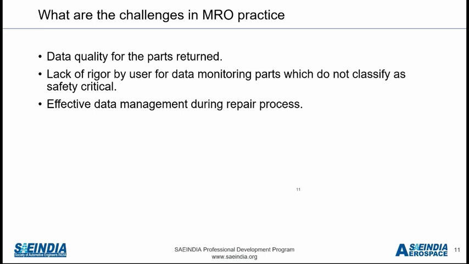For example, the operators who are using the aircraft will not provide enough details about the product: how they used it, what they have done, what the real reason for removal was. They simply say it failed and they are sending it for repair. Those kinds of data quality issues are always there. That is the biggest issue in MRO organizations. Then the next is the lack of rigor by the user for data monitoring. If it is not safety critical, they simply don't follow rigorous processes to monitor it. And then effective data management during the repair process.